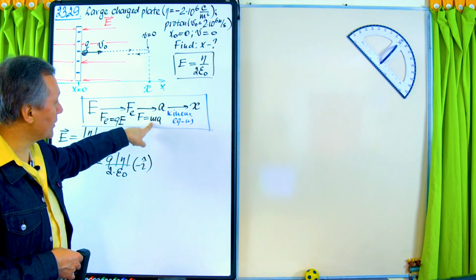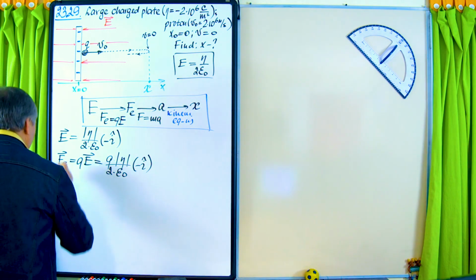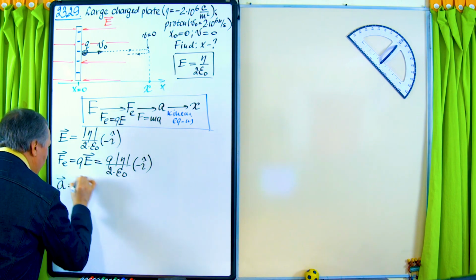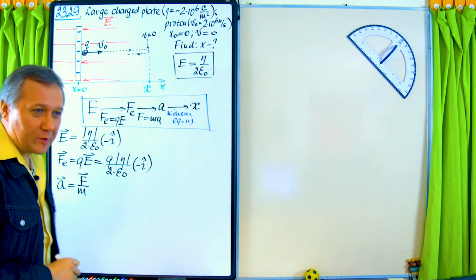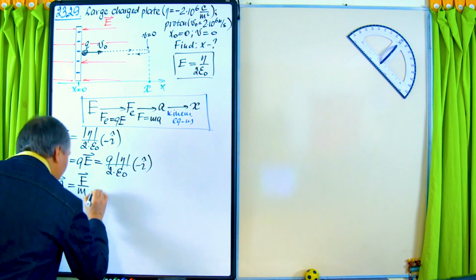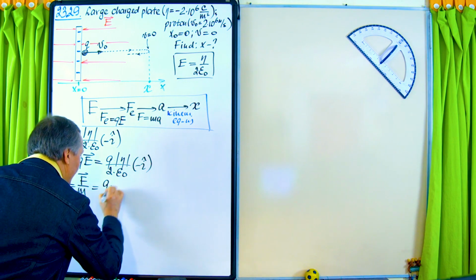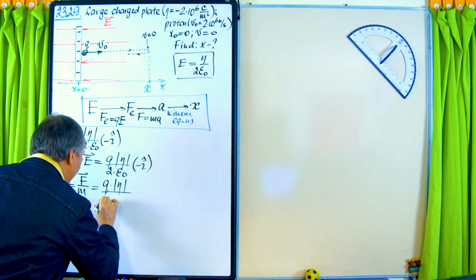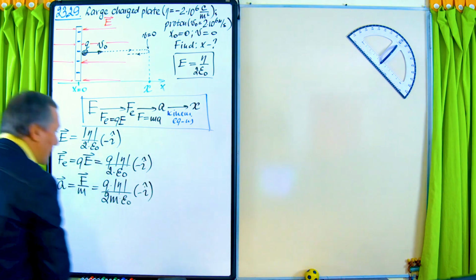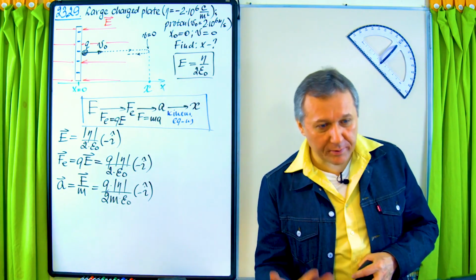Now we need to use Newton's second law to get information about the acceleration. So now the next one, acceleration, and I will use the vector form. F divided by m, so Newton's second law. So we just need to take this and divide it by m, that's it. We just keep adding constants to the expression, right? And so it will be q times absolute value of eta divided by 2m epsilon naught, and in the negative x direction.